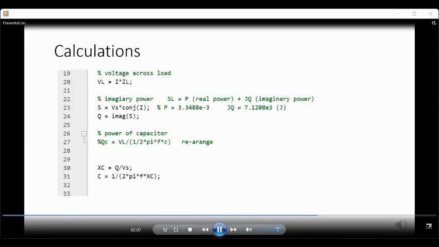Once that was done, we then proceeded to find the power of the capacitor by dividing the value of the voltage across the load by 1 divided by 2 multiplied by pi multiplied by frequency multiplied by the capacitance, which was then rearranged into the imaginary power divided by the voltage source, giving us the capacitance of 1.788 multiplied by 10 to the power of 4.